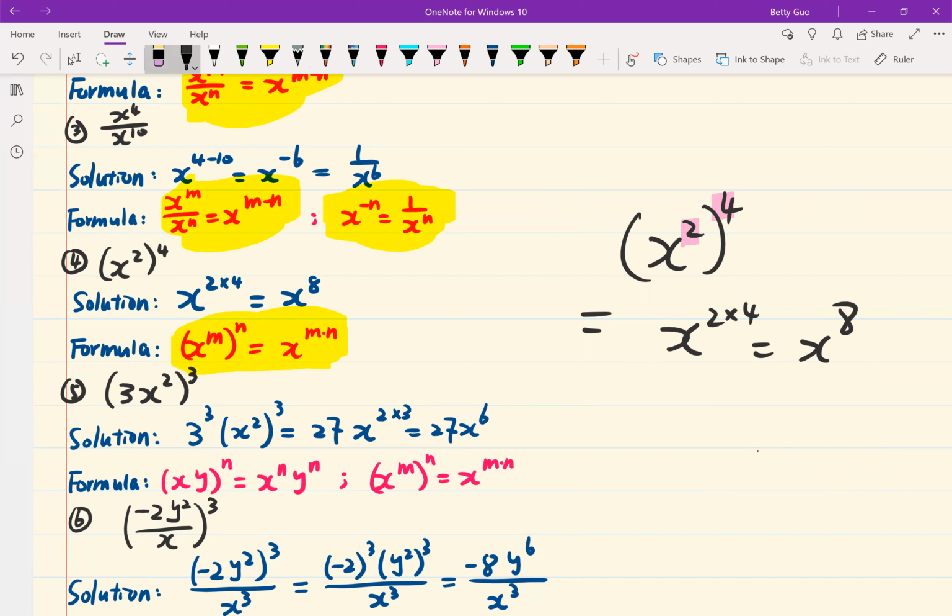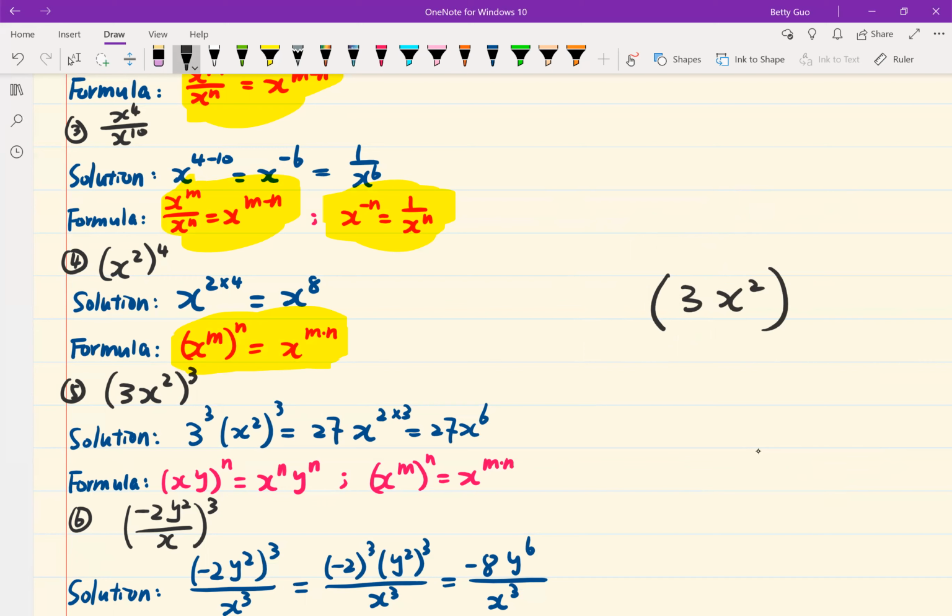Number 5, we have a base which is 3x squared to the power of 3. Look at the structure of this expression. The expression is a power of a product. The base is a product. 3 is a factor. X squared is a factor. The base is a product of 3 and x squared. The product of the green and the blue. By the power of a product formula.